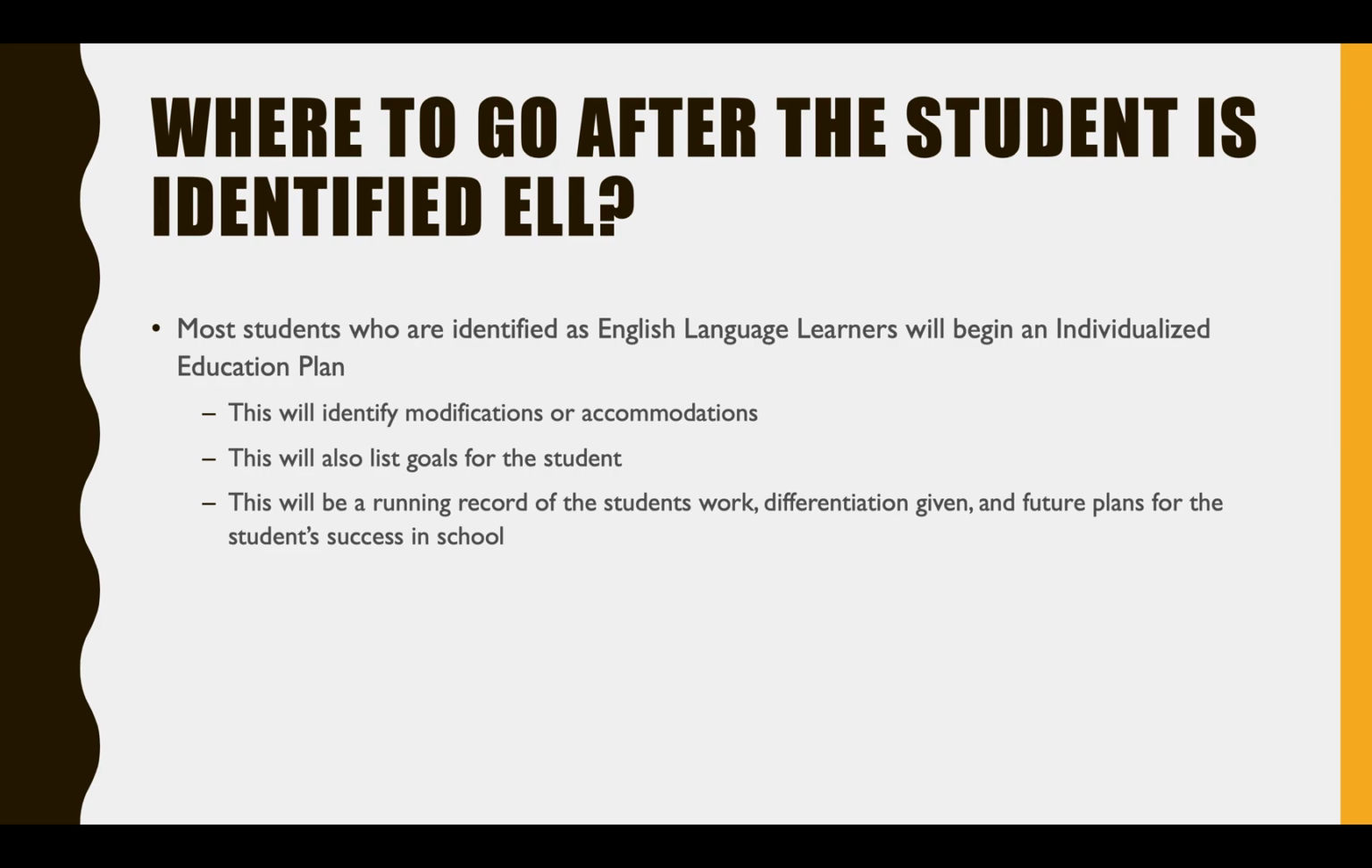Where to go after the student is identified as an English language learner? Most students who are identified as English language learners will begin an individualized education plan, also known as an IEP. This will identify modifications or accommodations. This will also list goals for the students. This will also become a running record of the student's work, differentiation that is given, and future plans for the student's success in school.